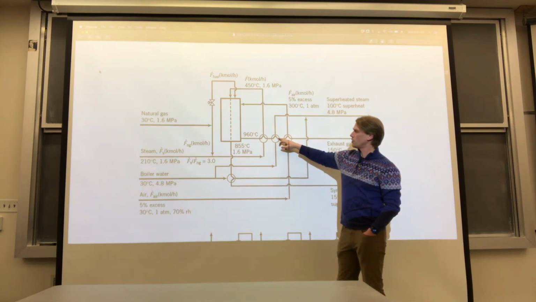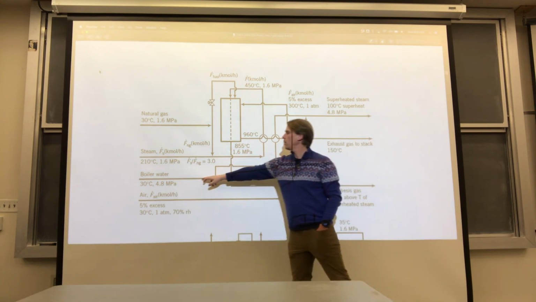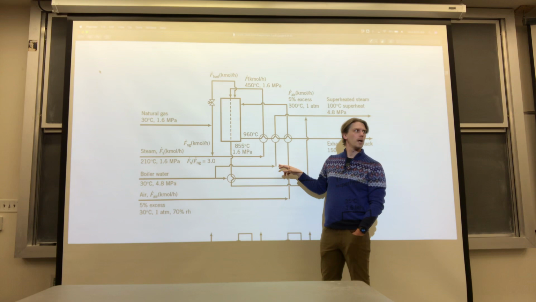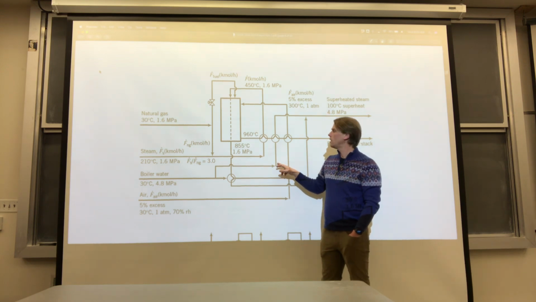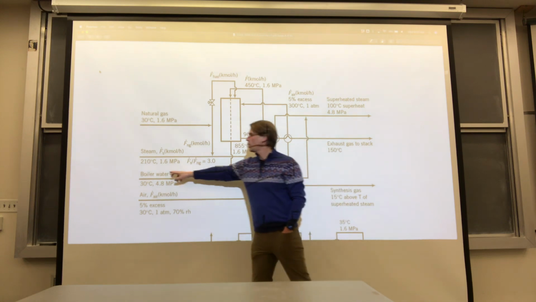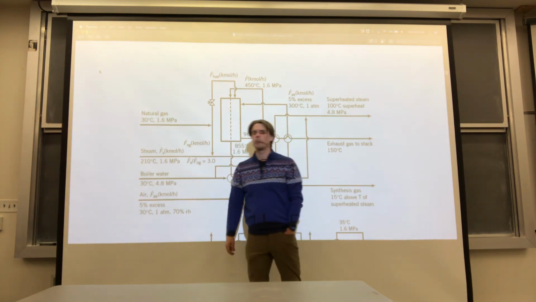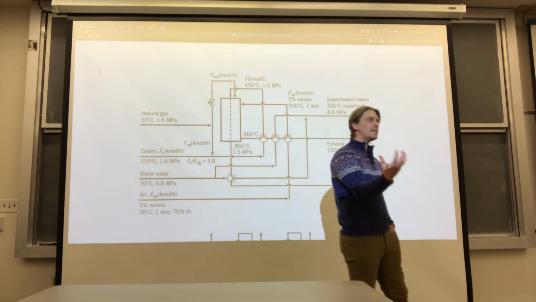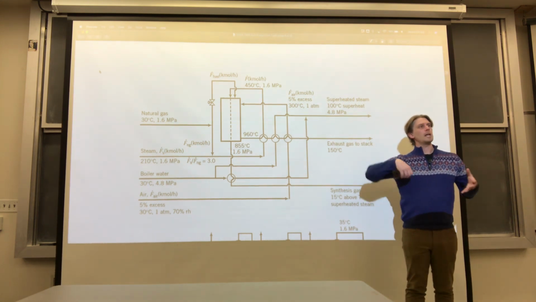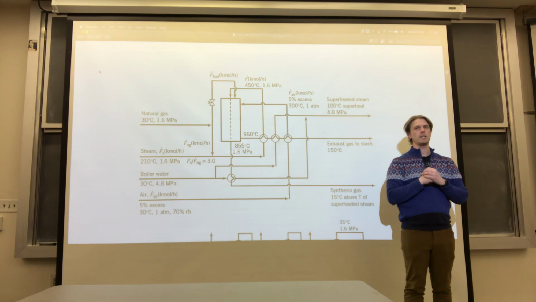Then the next source here is boiler water. So this is not something you have to worry about for part 1 of the project. It's something we'll talk about in part 2. We're going to be generating steam. So we have liquid water at 30 degrees C and 4.8 megapascals. It's very easy to pressurize a liquid. So what we like to do is to create high pressure, high temperature steam.